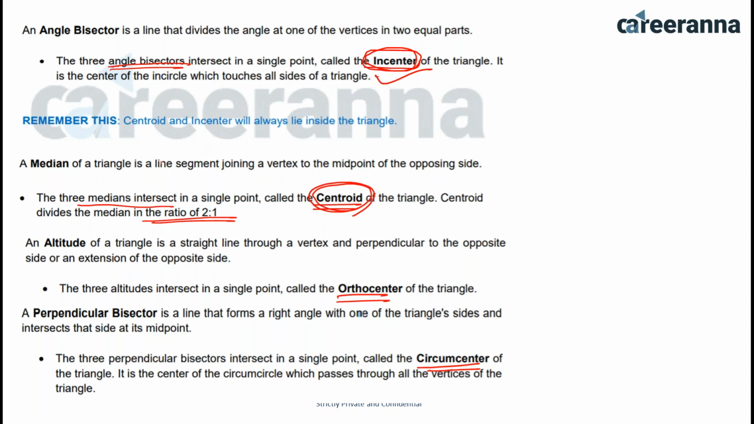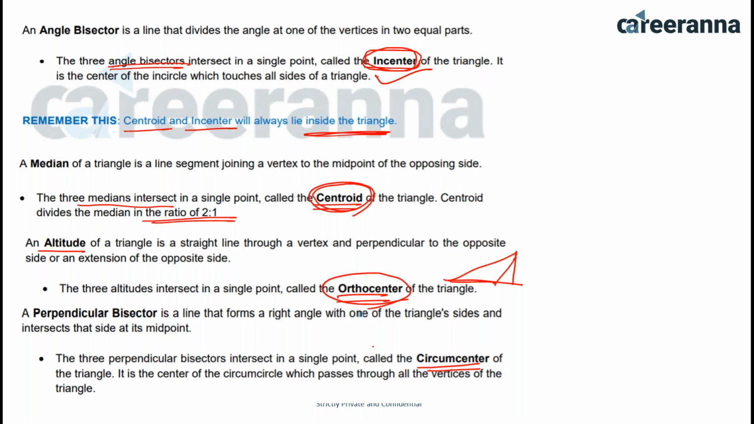This is very important: the incenter and centroid always lie inside the triangle. Why do they always lie inside the triangle? Because the median and the angle bisector are always formed inside the triangle, so they always meet inside the triangle. But in the case of altitude, the altitude can be outside the triangle. Suppose we are making this type of triangle, then the altitude is going to be outside. That's why the orthocenter can be outside the triangle. So whenever you get a triangle in which altitudes are joining, it is the case of the orthocenter.